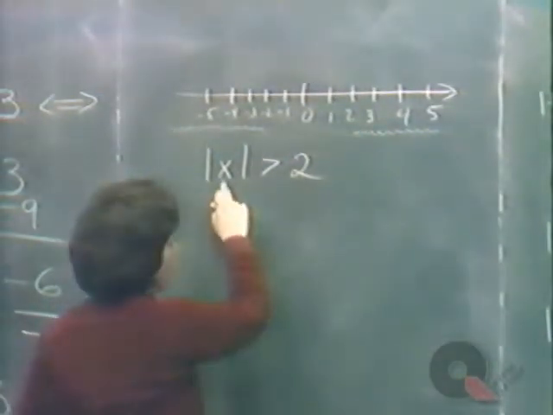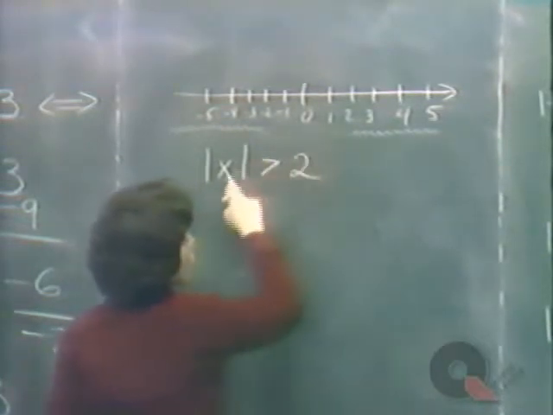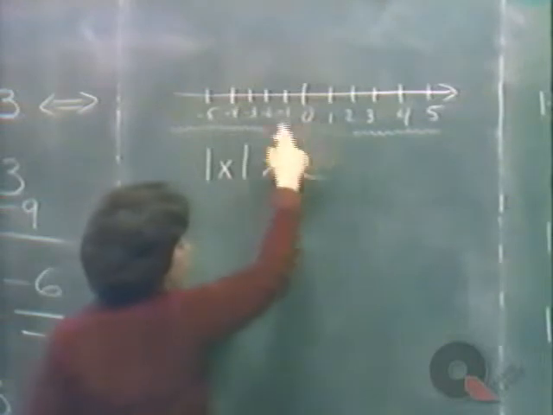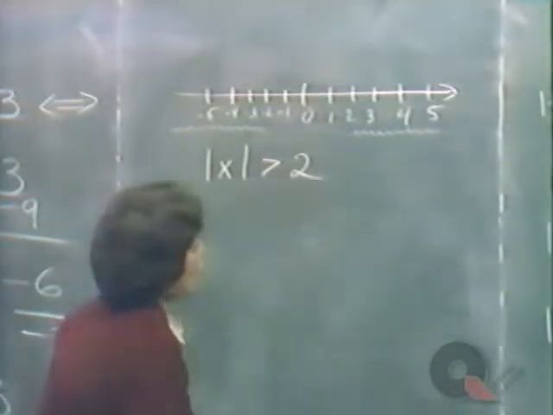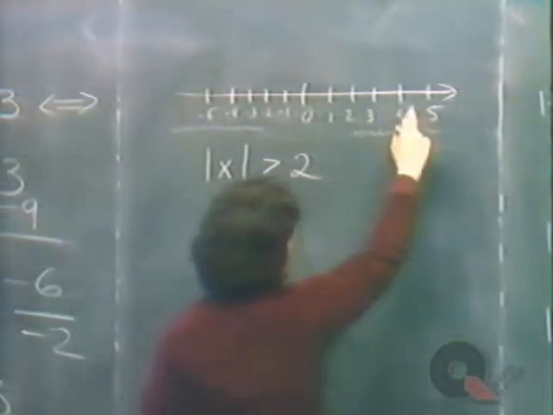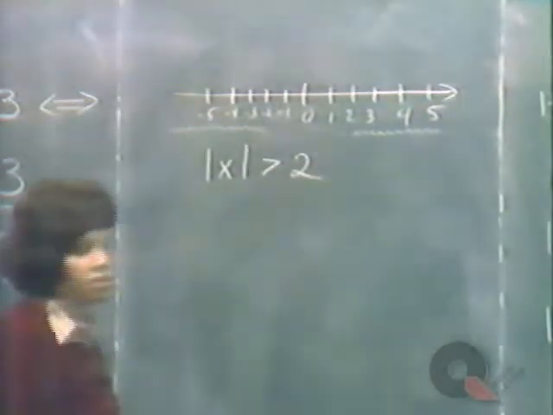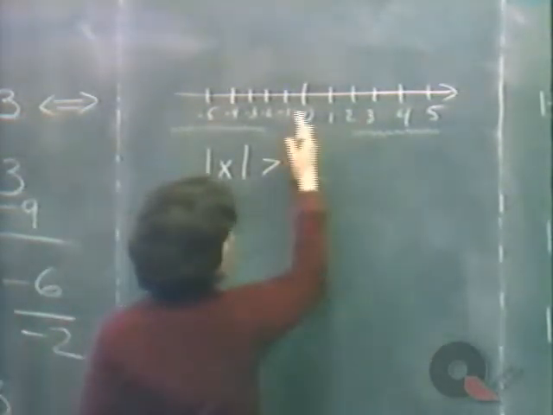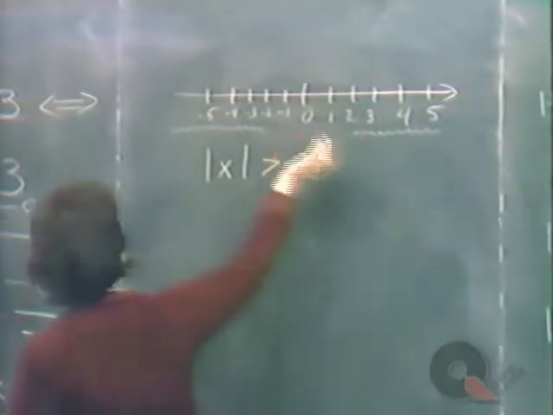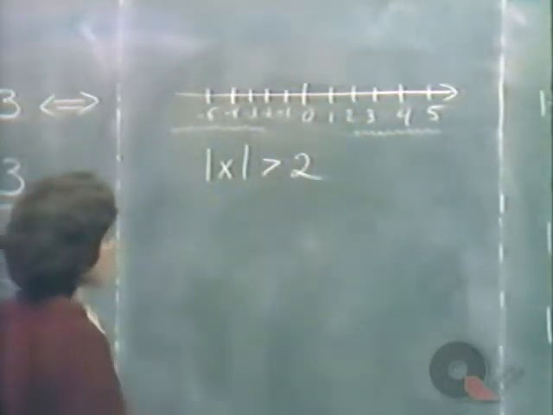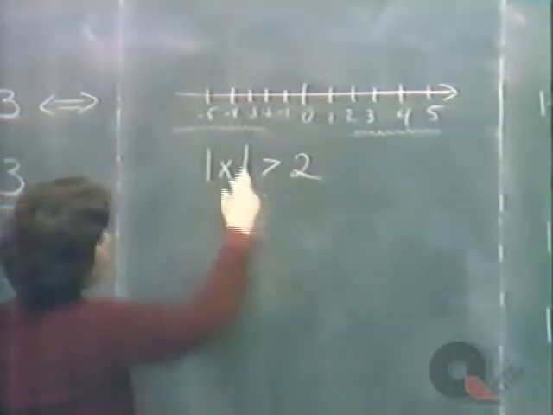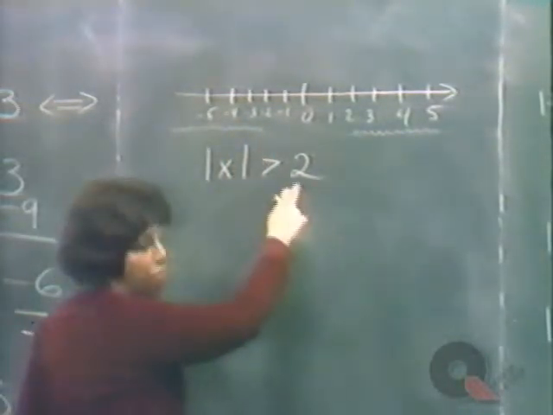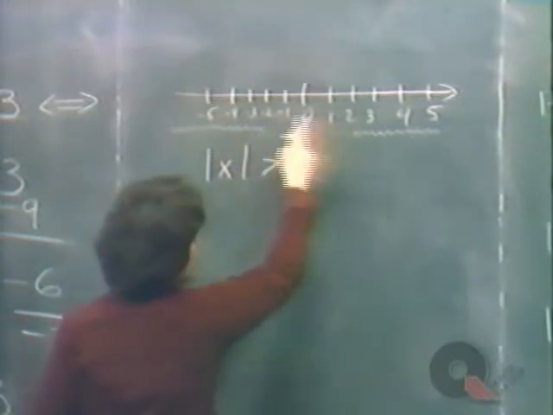Okay, we know that, for example, a number like 1 is no good. The distance between 1 and 0 is not greater than 2. The distance between 1 and 0 is just 1. It's less than 2. But once you go over 2, for example, 3, 4, 5, in all those cases, the absolute value is greater than 2. That is, the distance from 0 is greater than 2. But you're also allowed to go in the other direction.